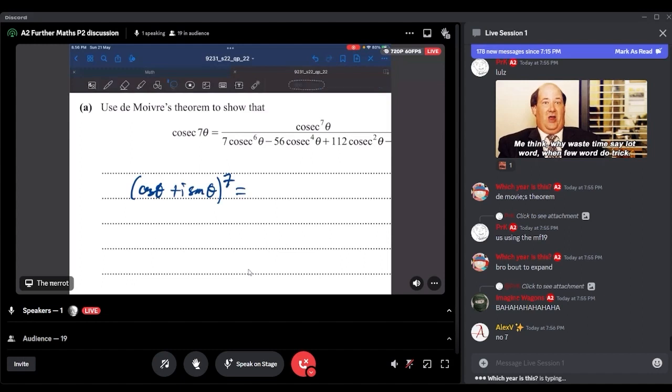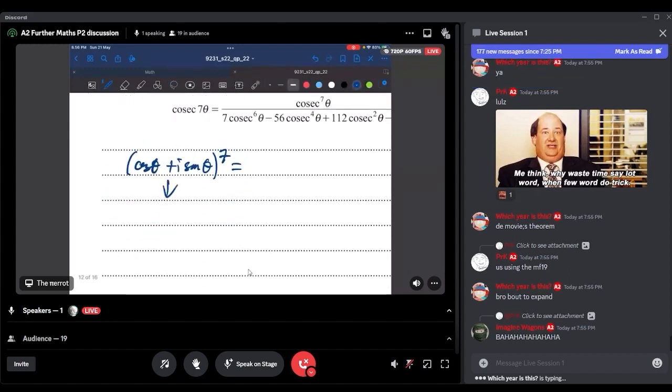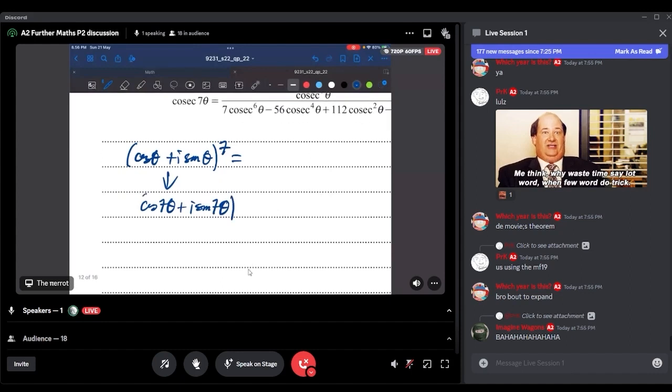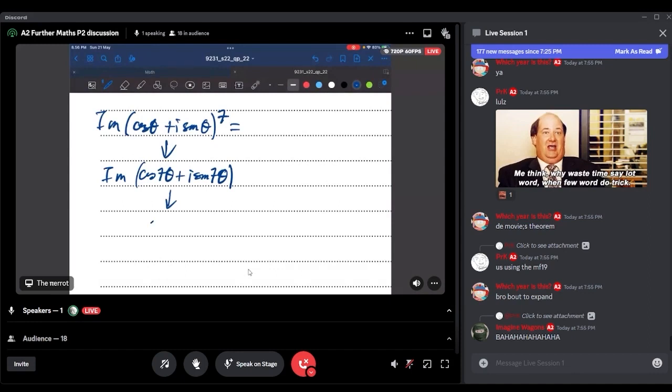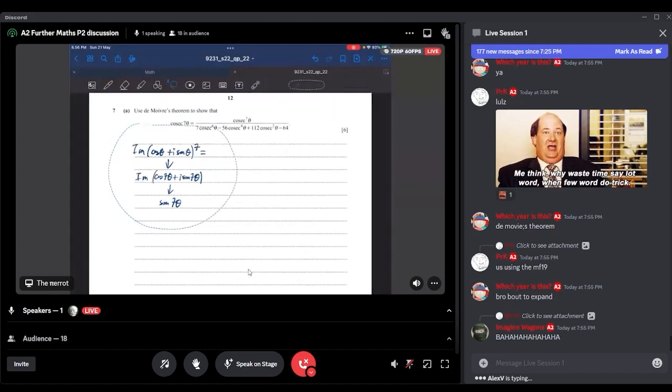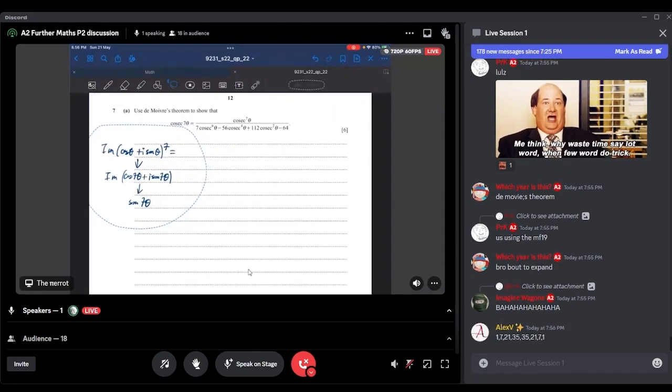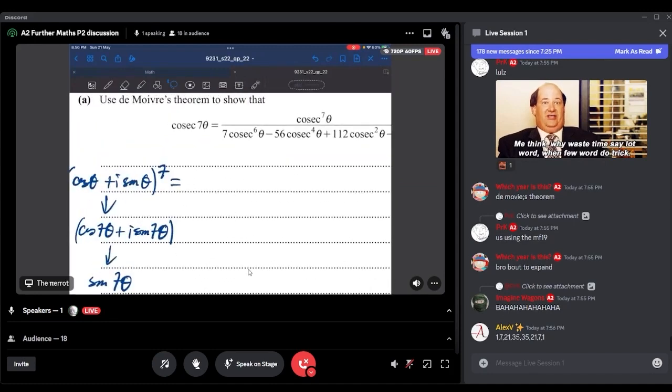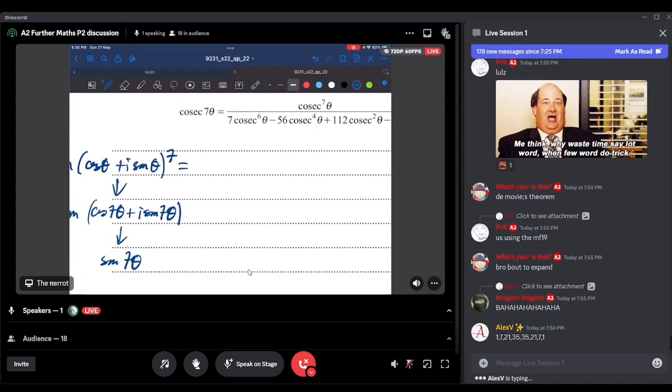And of course, this becomes cosine 7 theta plus i sine 7 theta. And you want to take the imaginary part, right? You take the imaginary part, so this becomes sine 7 theta right here. I'm moving it a bit to the left so I have more space. Thank you for that, Alex. Right, so let's expand.